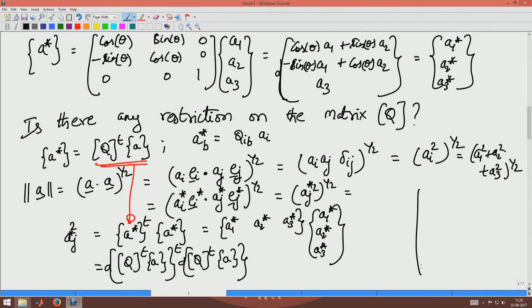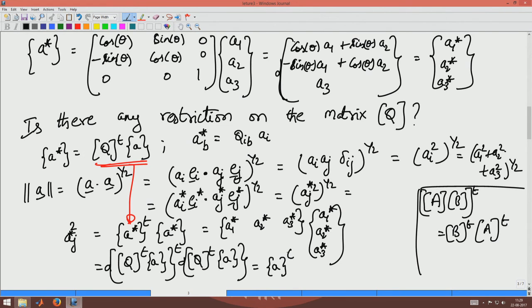So, you know that an A matrix and B matrix multiplied and transposed is B transpose A transpose. Okay. So, this will become A transpose Q transpose Q... A. Okay. So, that is AJ star squared.